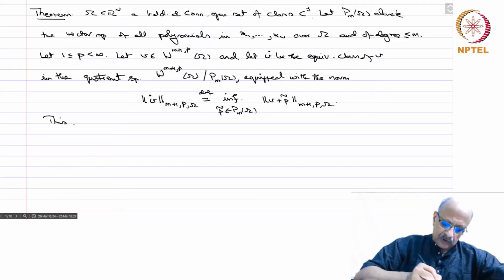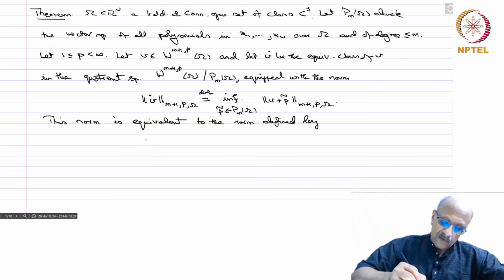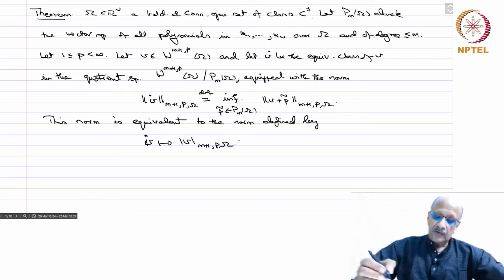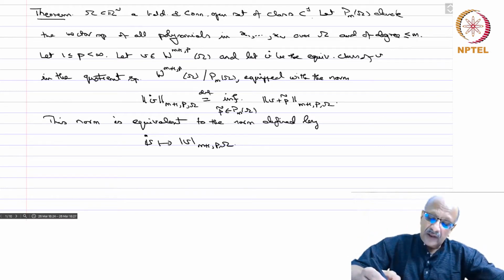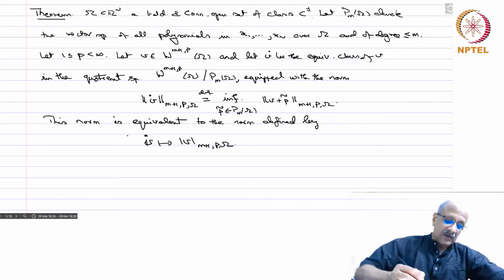The theorem is that this norm is equivalent to the norm defined by v dot mapped to the seminorm of v in W^{m+1,p}(Omega). So here you have the norm of the infimum of all of that when you add elements of P_m. Now v dot is just, you take any representative of v dot, and then you take the seminorm of it, and that is a norm which is equivalent to this. That is the content of this theorem.